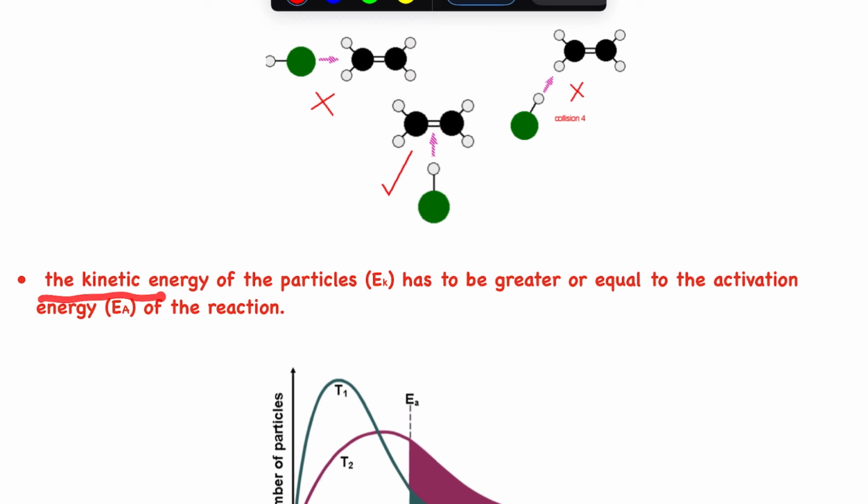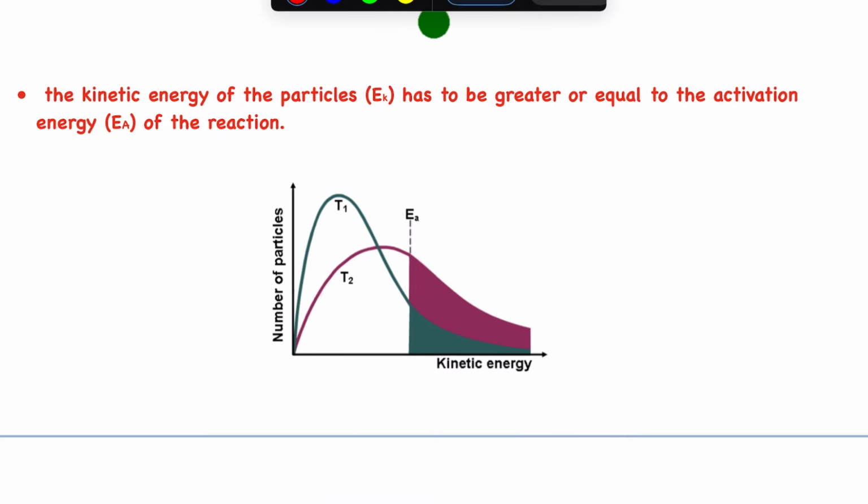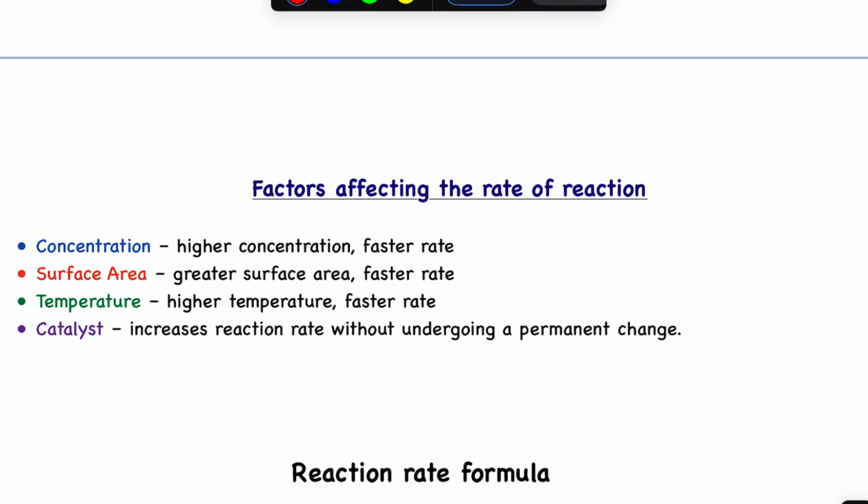And another thing, the kinetic energy of the particles has to be greater than or equal to the activation energy. We know what an activation energy is. It's the energy needed for a reaction to take place. So those particles have to have sufficient kinetic energy for a reaction to take place. If it's not sufficient, there'll be no reaction. If you're looking here, all these are particles, but these specifically are the ones that have sufficient kinetic energy. So these ones are the ones making the effective collision. But these ones, the collision that they make is not effective, so they're not making a reaction.